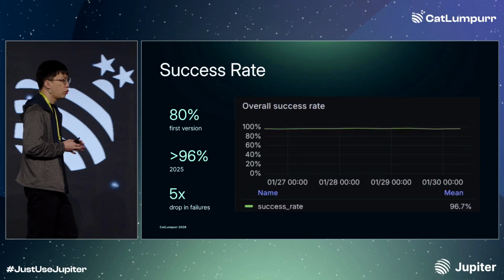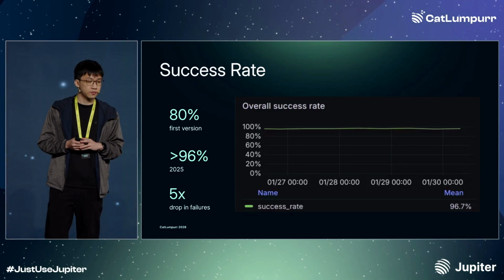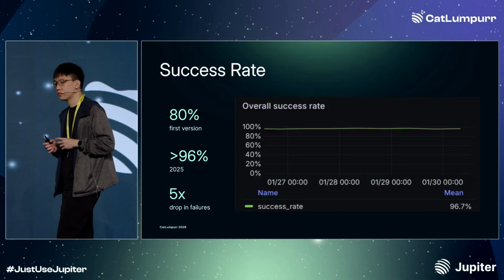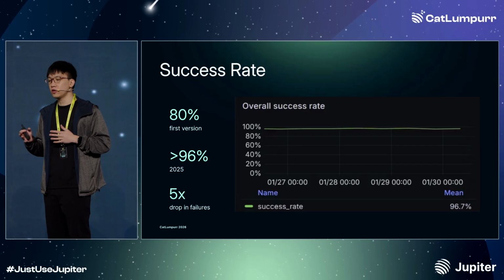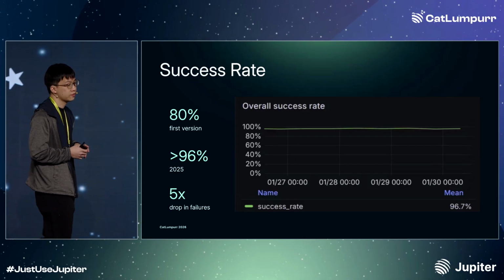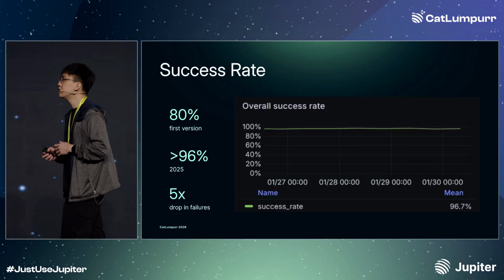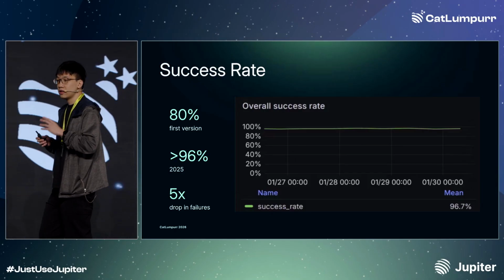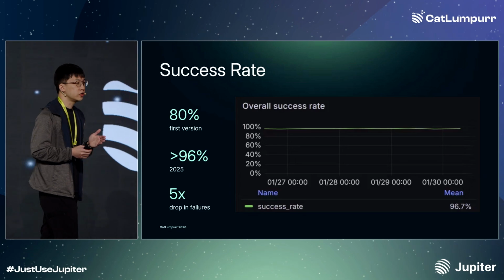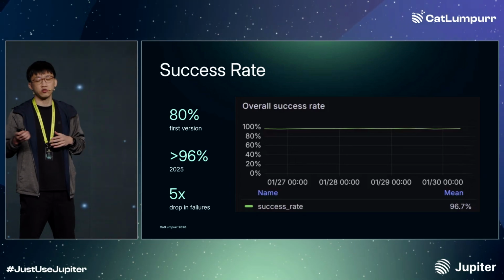And that's not all. We have also improved the success rate of your swaps done via Ultra. In the first version, the success rate was around 80%, which is not great. It meant that for every 5 swaps that you perform, on average, 1 of them would fail. Clearly, that's a terrible user experience. And today, we have successfully improved our swap success rate to over 96%. And we can consistently maintain this, as you can see, which means that you will now experience a 5 times decrease in the number of failures that you experience when you swap using Ultra.